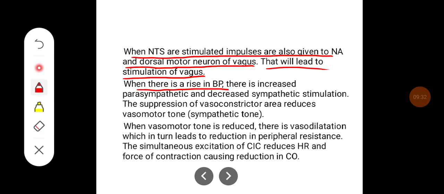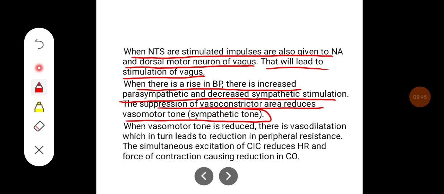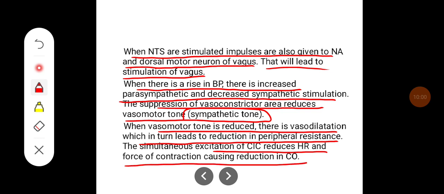When there is a rise in BP, there is increased parasympathetic and decreased sympathetic stimulation. The suppression of the vasoconstrictor area reduces the vasomotor tone, that is sympathetic tone. When vasomotor tone is reduced, there is vasodilatation, which in turn leads to reduction in peripheral resistance. The simultaneous excitation of the cardiac inhibitory center reduces heart rate and force of contraction, causing reduction in the cardiac output and blood pressure.